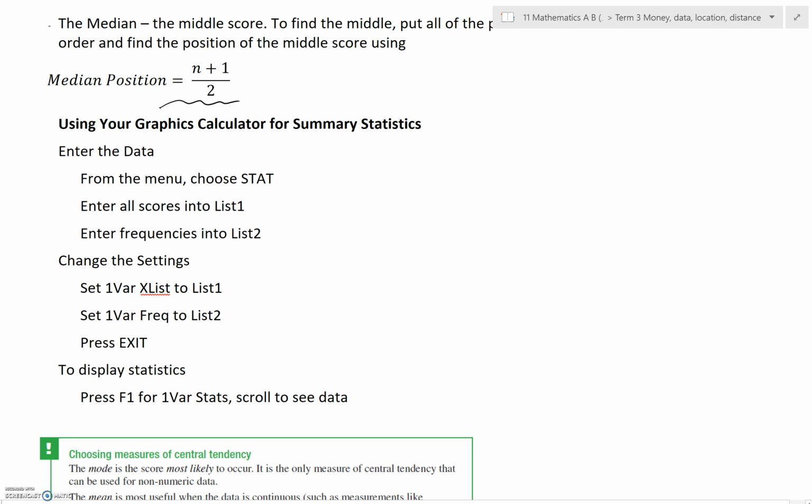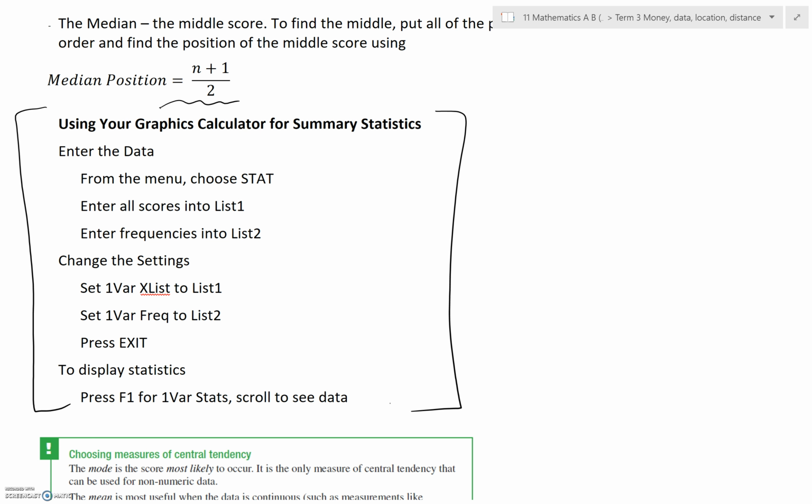I've also included here this information which shows you how to calculate this stuff on your graphics calculator. It is important that you are able to do this because it is going to be required in your exam. Now, it's also got here in this little bit, change the settings, and some of you may never have used this before. So F1 and F6 is how you do that.